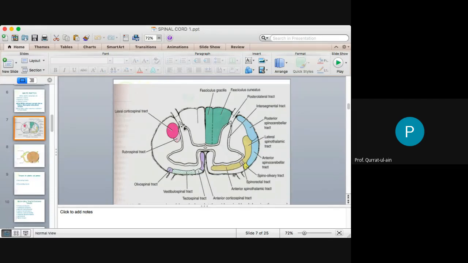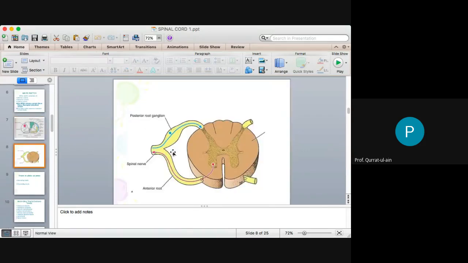I will not be listing the descending tracts yet. We'll discuss this in our next class. Today, our main focus is on all these ascending tracts. So this is the general pattern, how the sensation is carried.